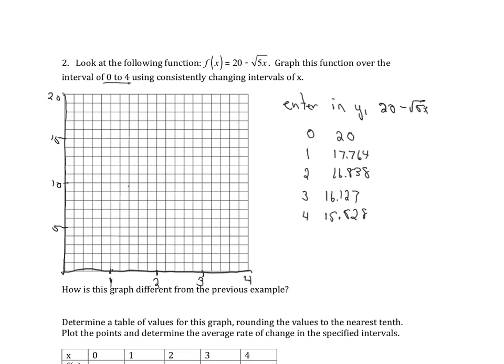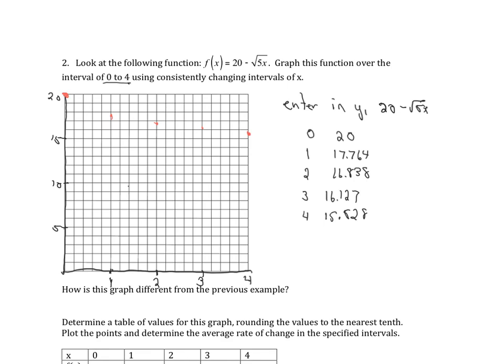So let's plot our points. At 0, it's at 20. At 1, it's at 17.764. So that's almost to 18. At 2, it's at 16.838, which is almost 17. At 3, 16.127 is just a little above 16. And 4 is 15 and a half.